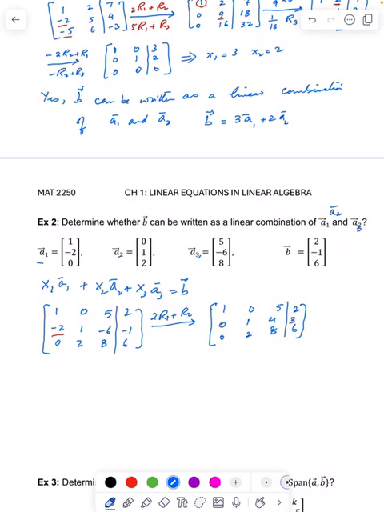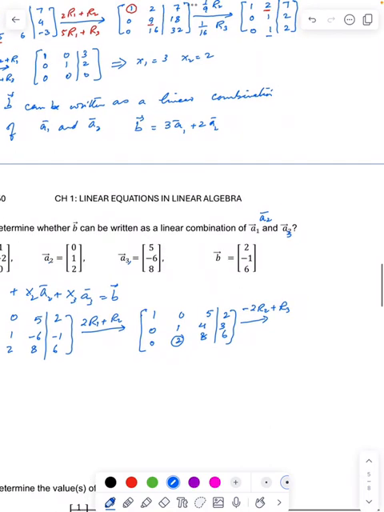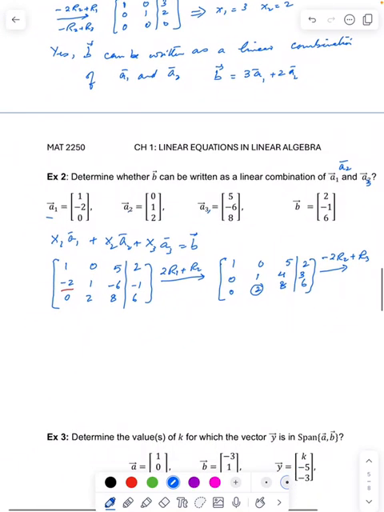Now I have to make this 2 a 0. I use the second row. I'll multiply the second row by -2 and add it to the third row. Okay, I think I will move to the next line. I don't have space. Okay.